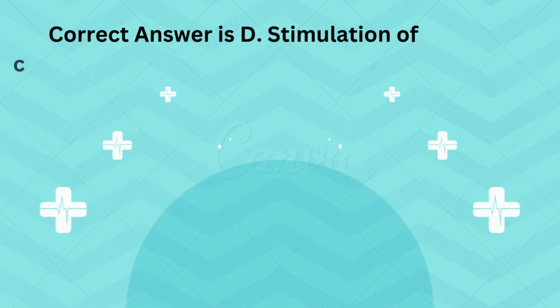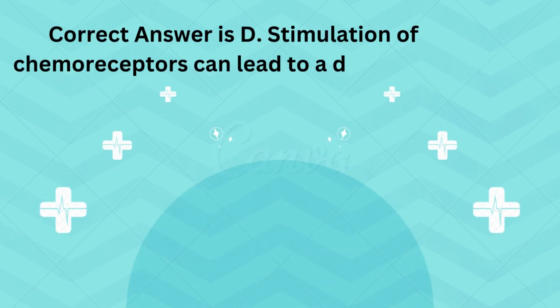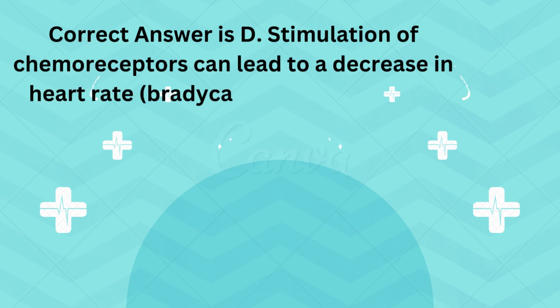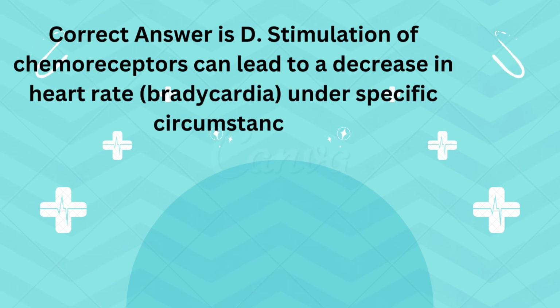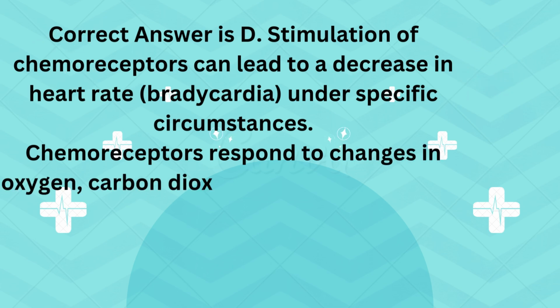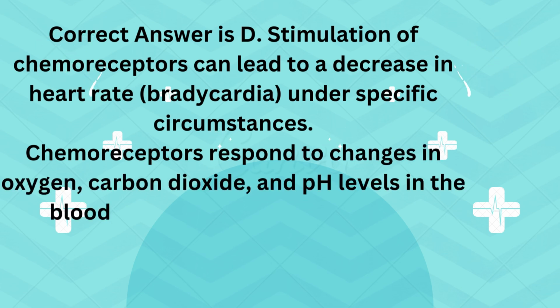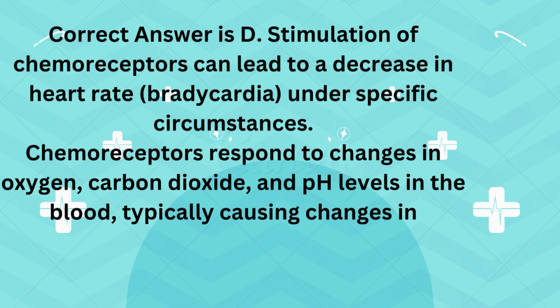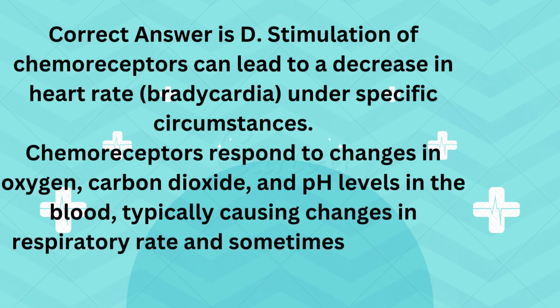Stimulation of chemoreceptors can lead to a decrease in heart rate, bradycardia, under specific circumstances. Chemoreceptors respond to changes in oxygen, carbon dioxide, and pH levels in the blood, typically causing changes in respiratory rate and sometimes heart rate.